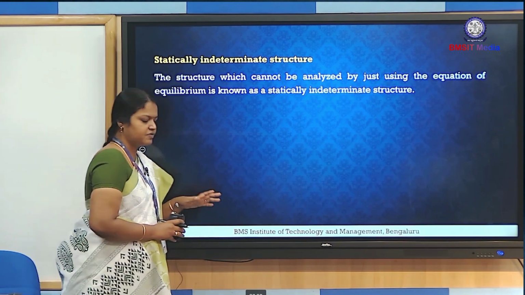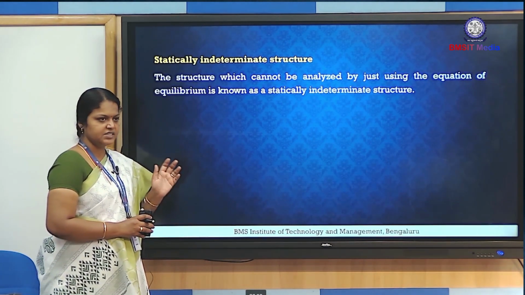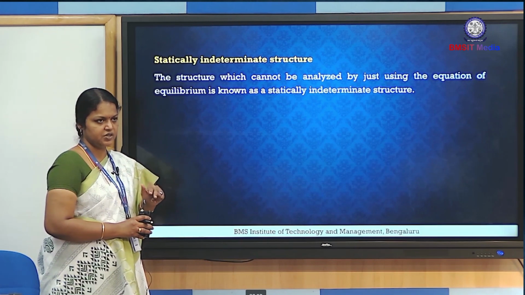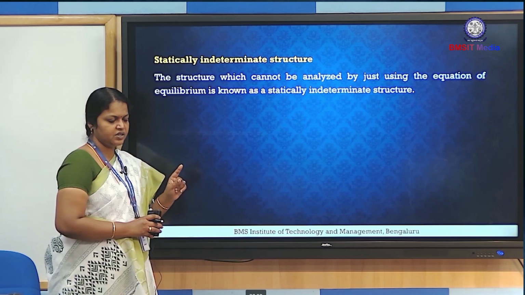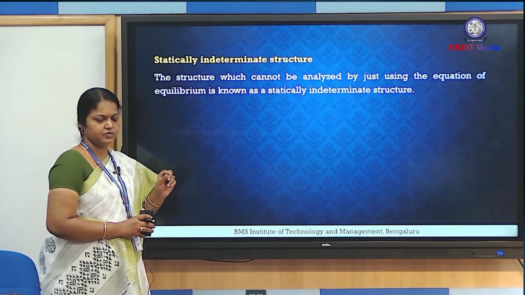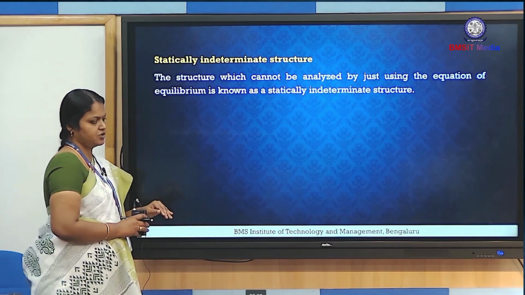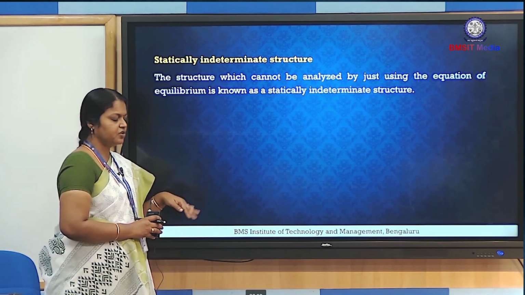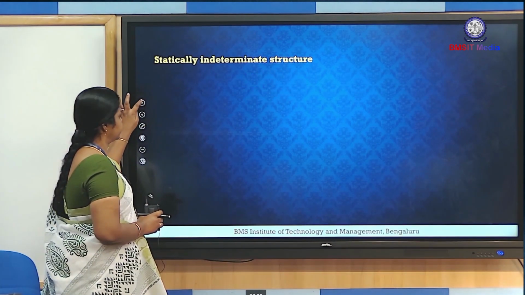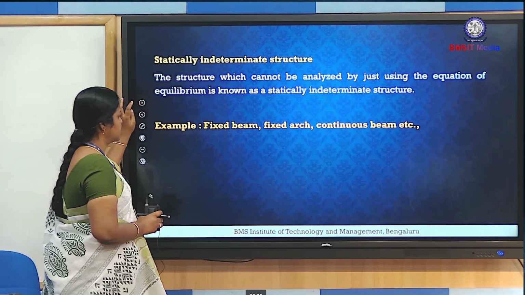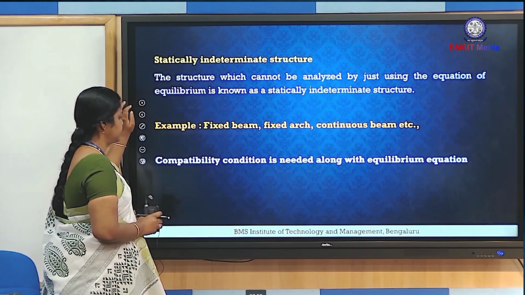For example, number of support reactions is 4, but equations of equilibrium are 3. We can easily find out 3 unknowns using equations of equilibrium. So one more unknown is there. We can't find that one more unknown because we have to formulate at least 4 simultaneous equations to find out the 4 unknowns, but we have only 3 equilibrium equations. So for finding one unknown, we want an additional equation. That equation is called the compatibility equation. Examples of indeterminate structures are fixed beam, fixed arch and continuous beam, etc.